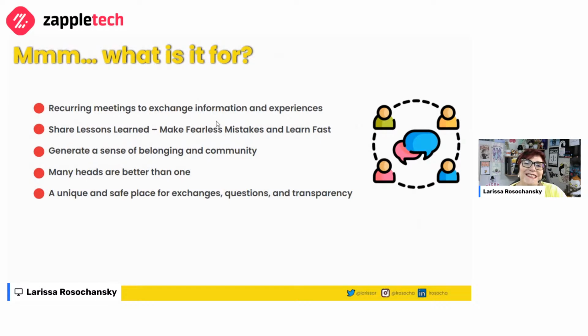But what is it for? As I told you, how is the chapter working? We do this by recurring meetings to exchange information and experiences. We do this by sharing the lessons learned, and we are able to make fearless mistakes and learn fast. This is really, really important because we create a safe environment where we are able to make mistakes, to share our mistakes, and to help each other in this community of practice. This is one of the most important things here. Also to generate a sense of belonging and community.